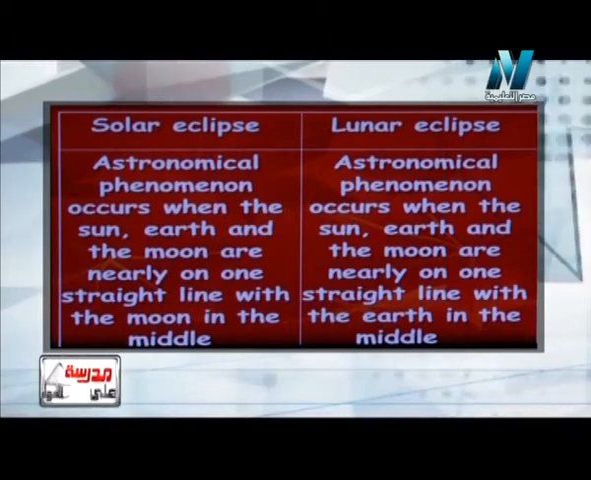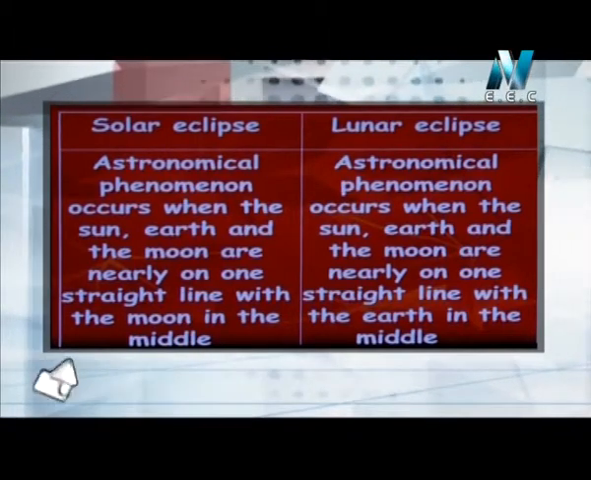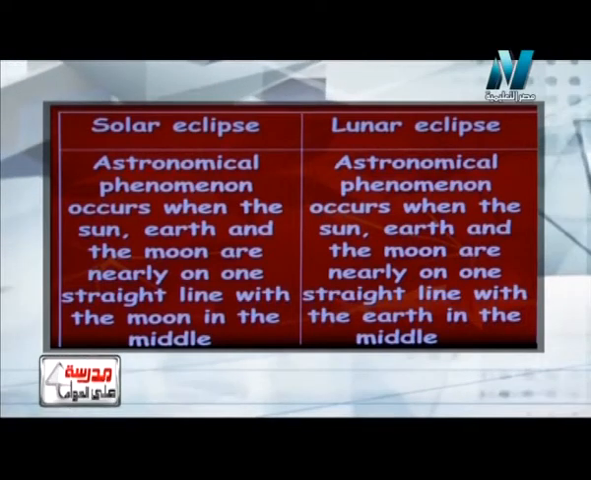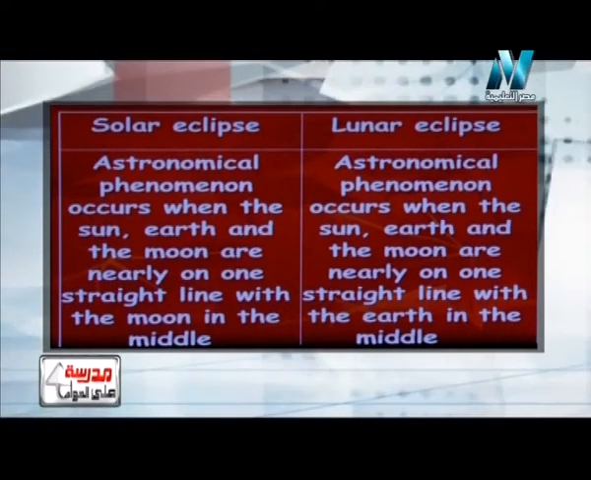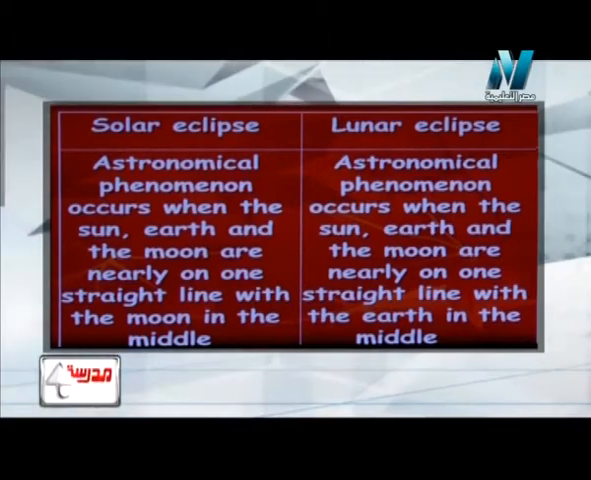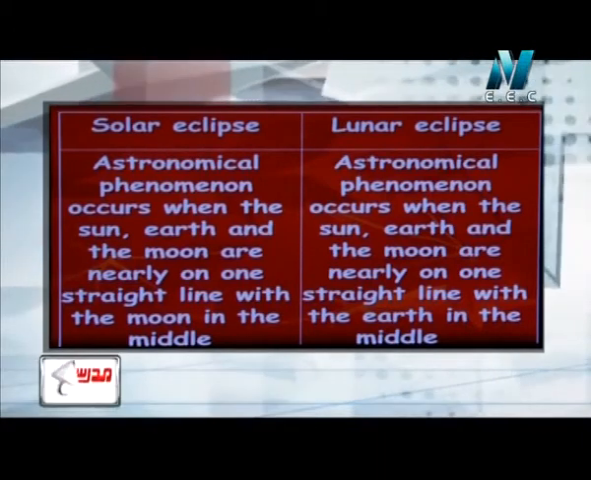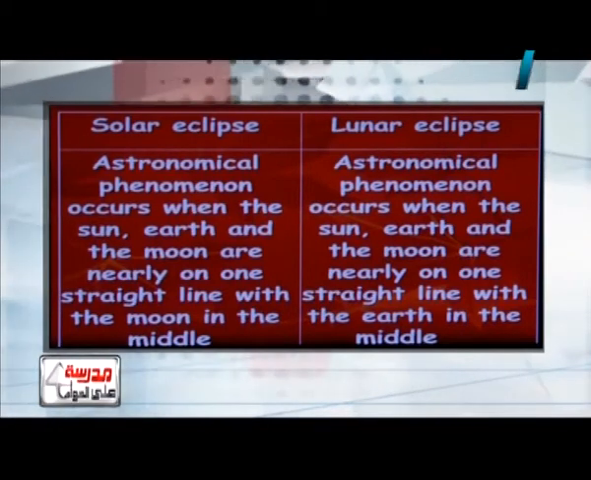Solar eclipse is an astronomical phenomenon that occurs when the Sun, Earth and the Moon are nearly on one straight line with the Moon in the middle. Again, solar eclipse is an astronomical phenomenon that occurs when the Sun, Earth and the Moon are nearly on one straight line with the Moon in the middle.